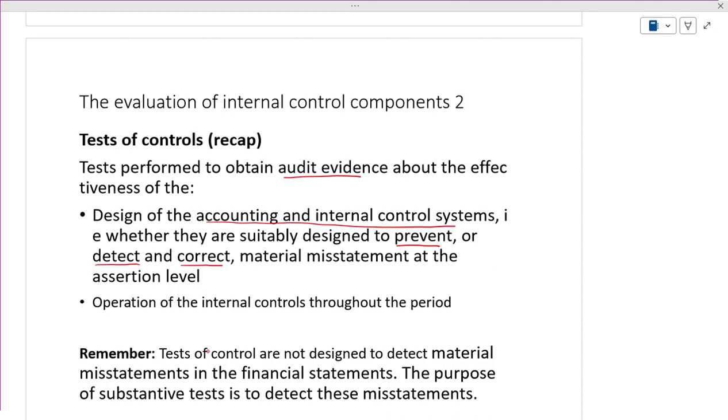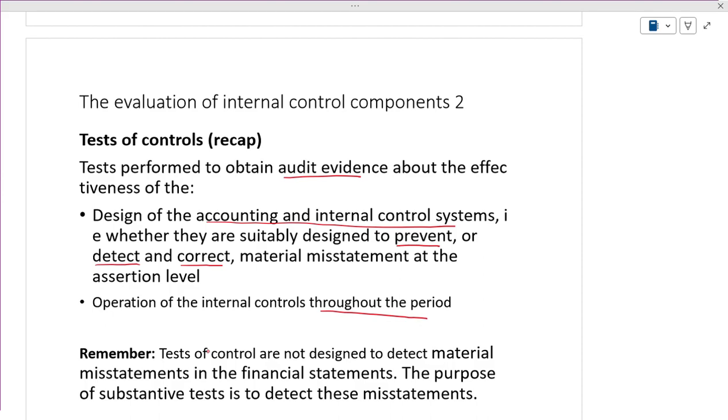Operation of internal controls throughout the period. We are not saying that internal controls will be every day. It is a part of the system. Every activity, every transaction, the same procedure should work. We should not say that once in a while we do.